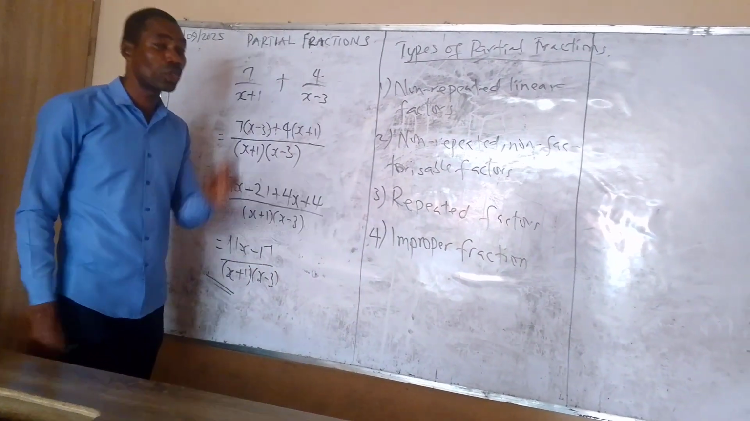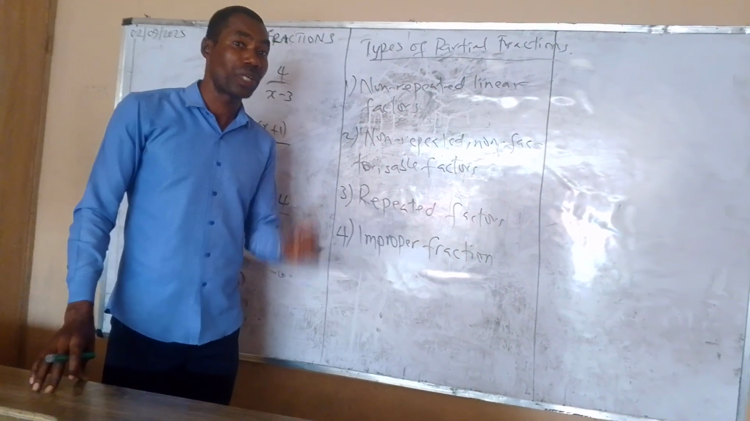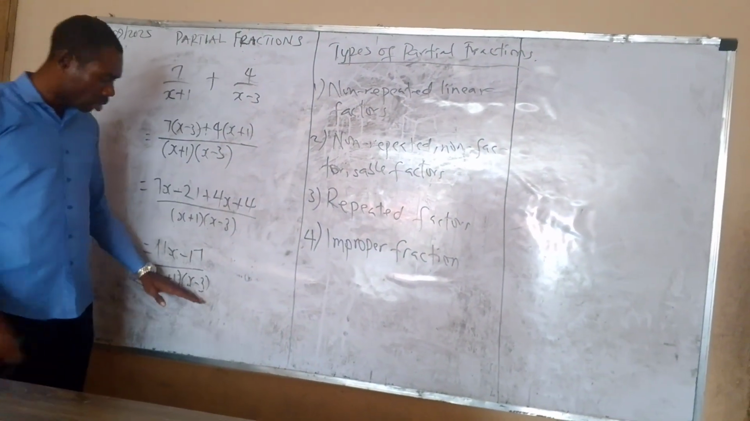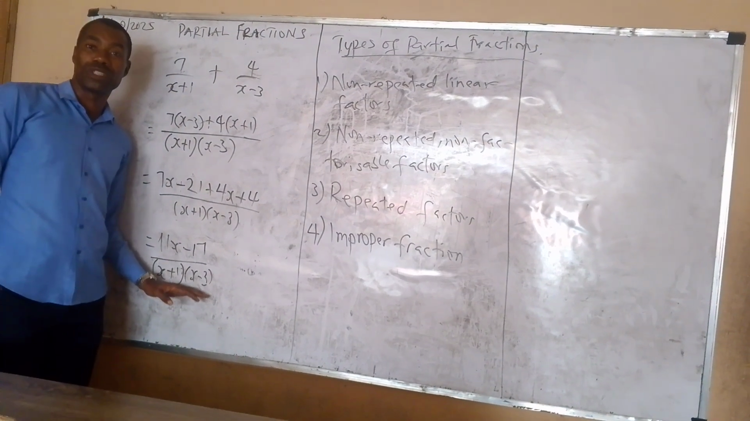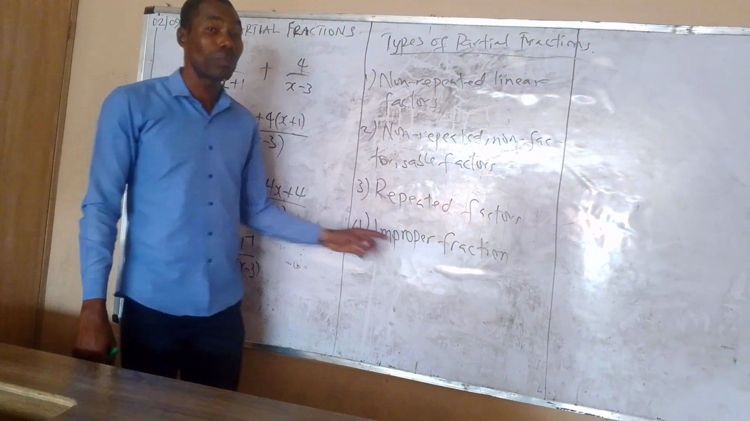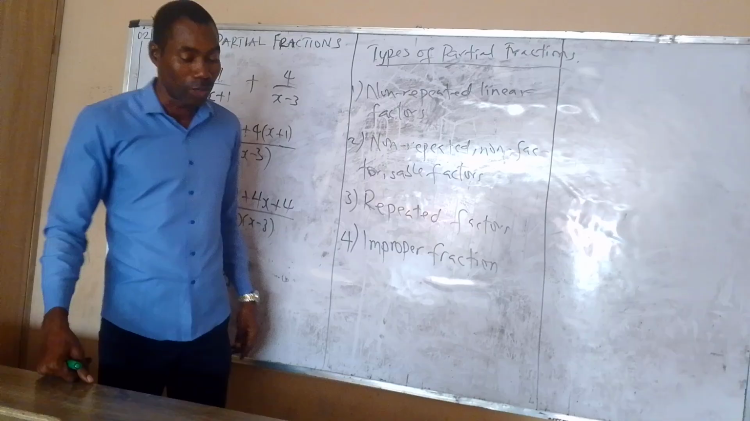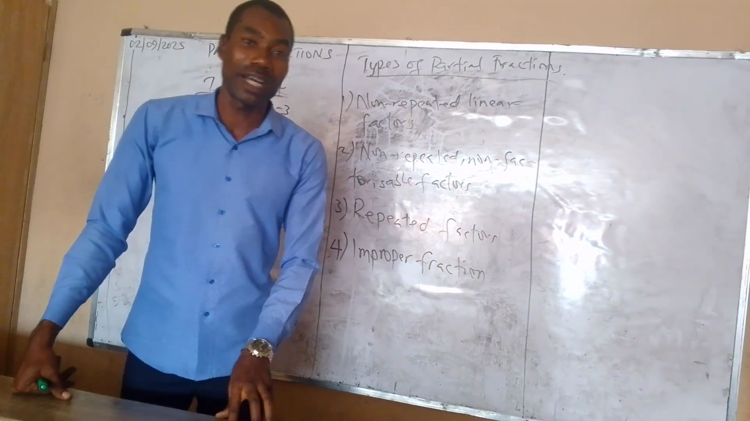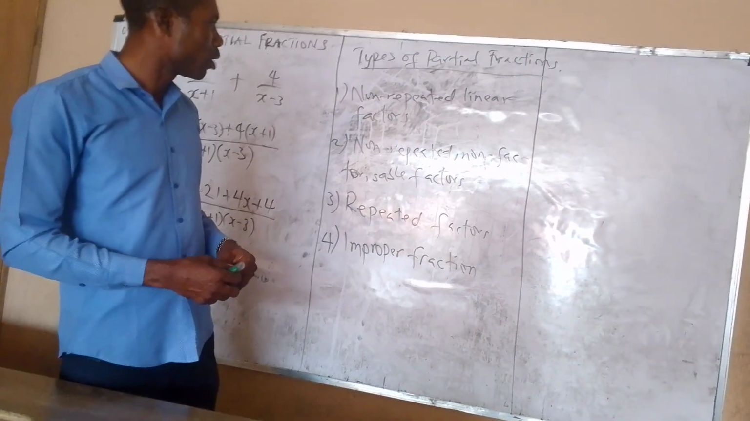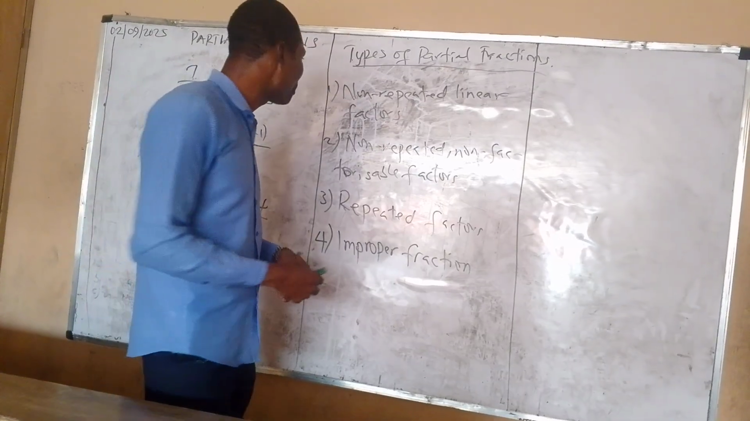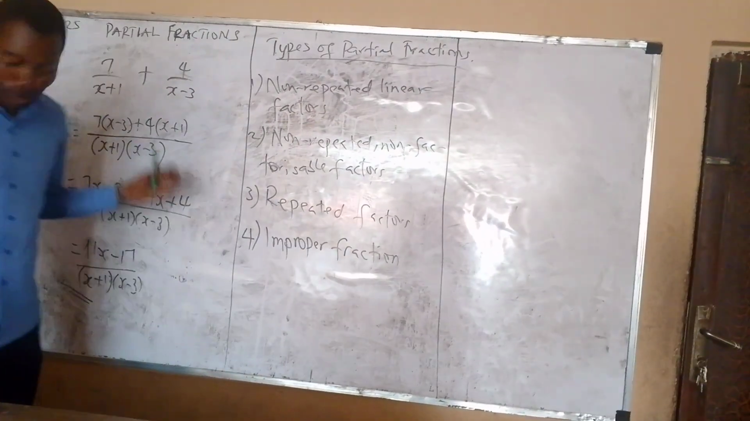So before you start solving or resolving into partial fractions, look at the fraction given to you. Is it proper? If it's not proper, it is improper. Then there is something you will do before you start resolving. Now let's take them one after the other. Number 1, non-repeated linear factor.